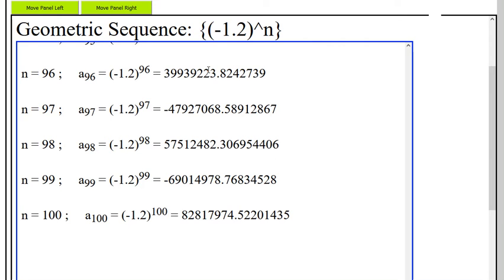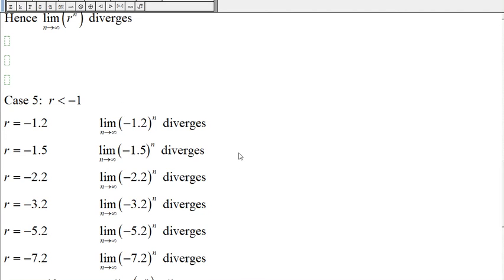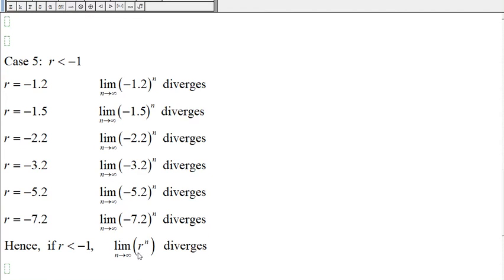So we can see that the values are getting larger and larger, but it's going to alternate between positive, negative, positive, negative, positive, negative. And therefore, we cannot say that the limit of r sub n is equal to positive infinity or negative infinity, because the values of the sequence alternate between positive and negative. So we just say that the limit of the sequence diverges. And so anytime the common ratio is less than -1, the limit of the sequence diverges.